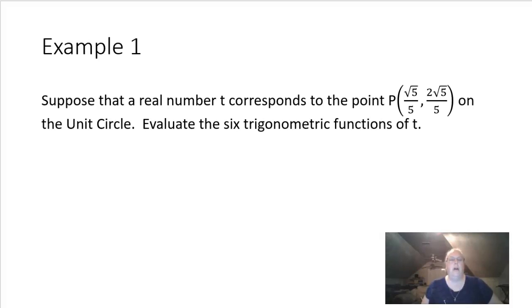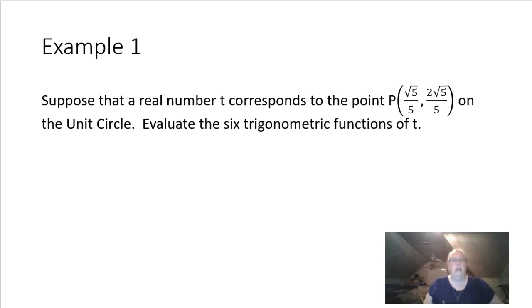All right, here are the examples from lesson 4.2. This is trigonometric functions defined on the unit circle, and this is example 1. Suppose that a real number t corresponds to the point P, square root of 5 over 5, positive 2 square root of 5 over 5, on the unit circle. Evaluate the 6 trigonometric functions of t.